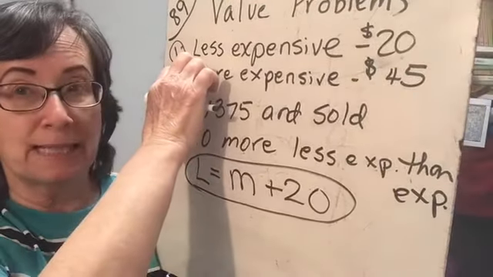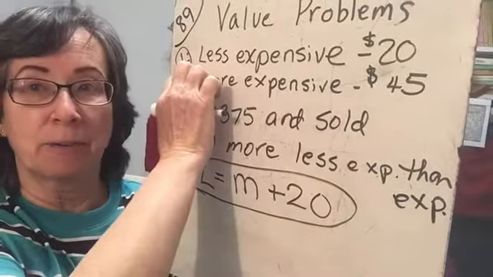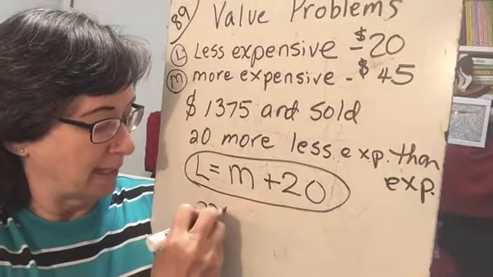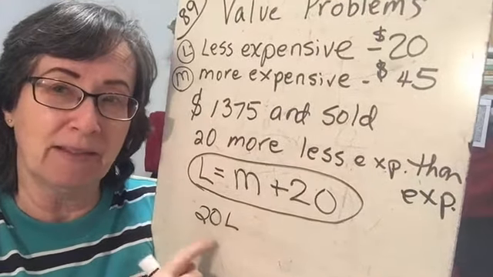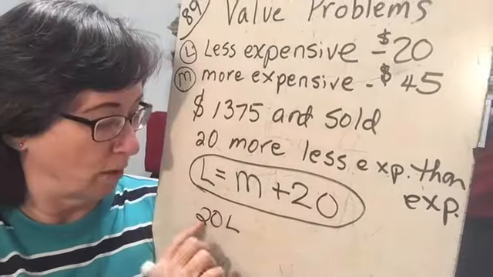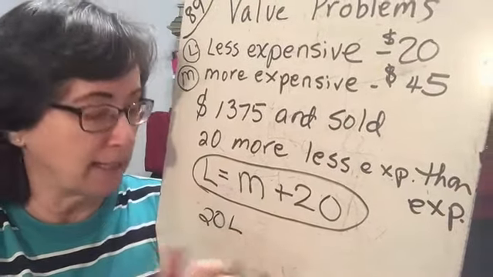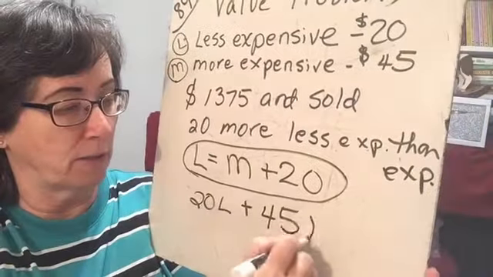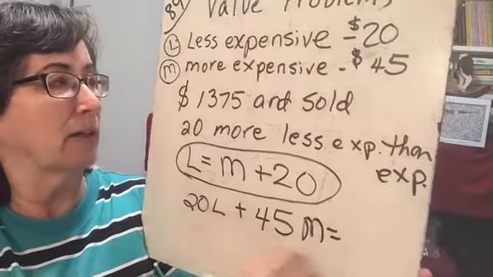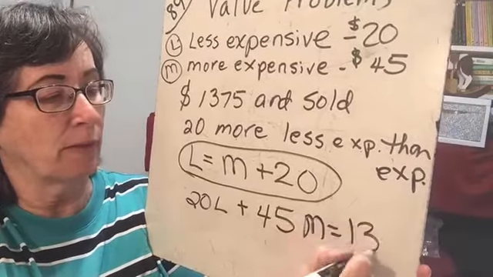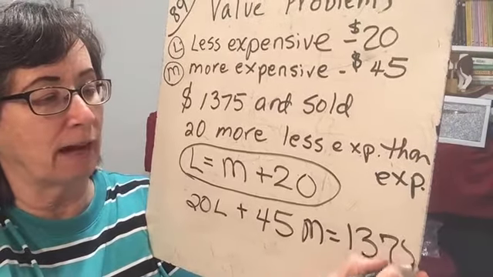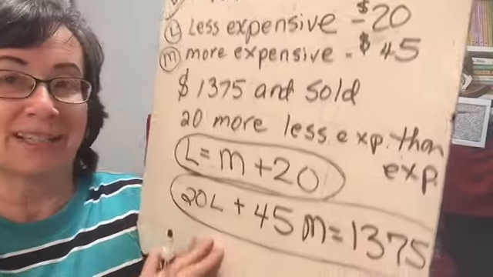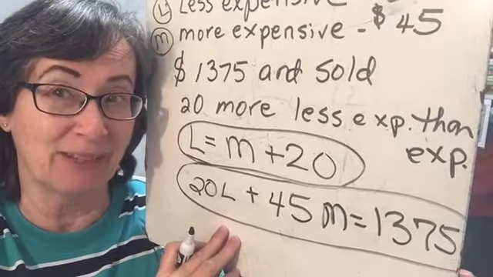If we're talking about the less expensive dresses, this is the number of less expensive dresses times 20 for each one. So 20 times L is the amount of money that they took in as the store on less expensive dresses. And then the $45 dresses, they sold M of those. And altogether, that amount's going to equal $1,375. Do we have 2 equations with 2 unknowns? We have enough, don't we?